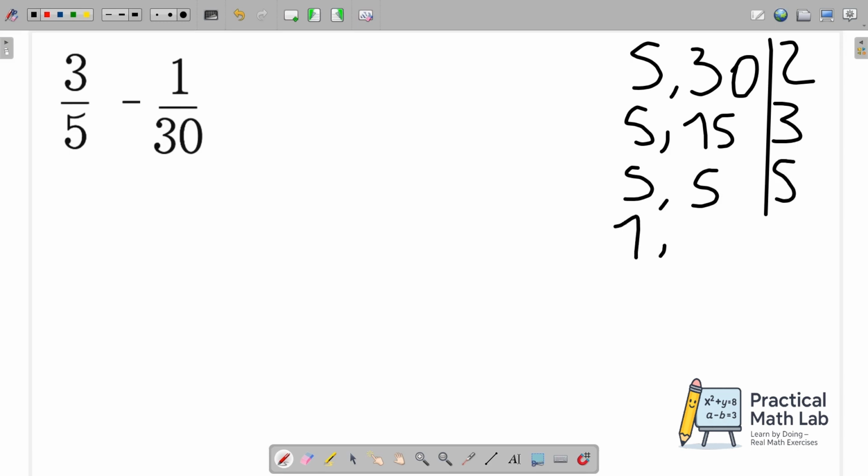5 divided by 5 is 1. 5 divided by 5 is 1. So it'll be 2 times 3, which is 6. 6 times 5 is 30. The least common multiple is 30.